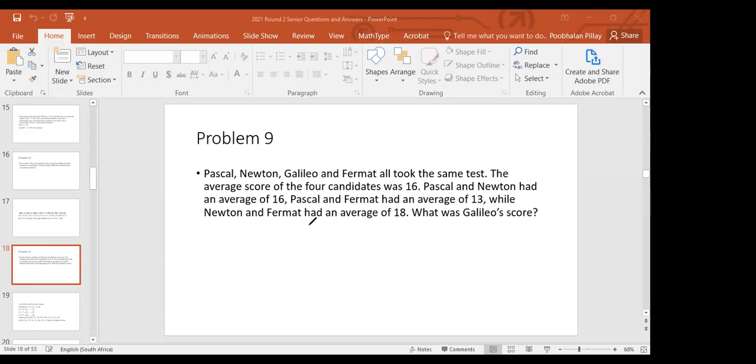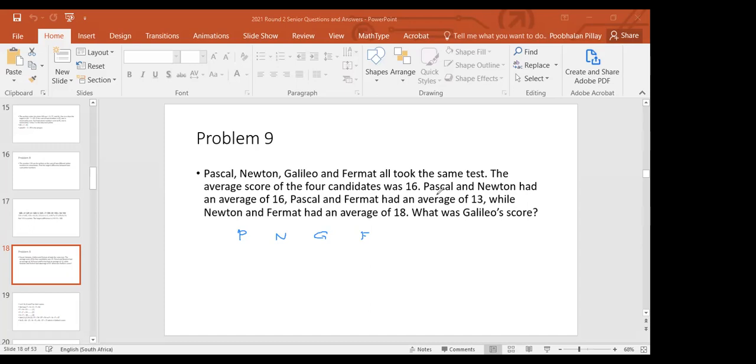Okay, let's just get on to the problem. Let's call these guys P, N, G, and F, and they all took the same test, so they got marks. So let these represent the marks of these people. So P is the mark that Pascal obtained, and so with Newton and Galileo and Fermat.